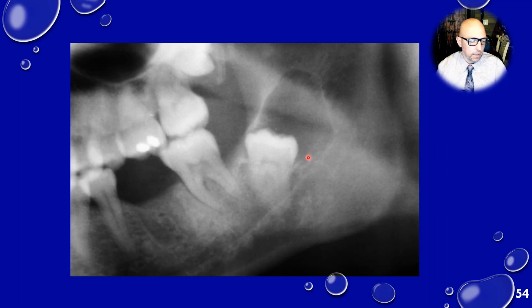So you would think OKC, you would think Ameloblastoma. Is it a young patient? Maybe a little older than your typical Unicystic Ameloblastoma. This one turned out to be an OOC, which I had in this lecture, but I removed it.